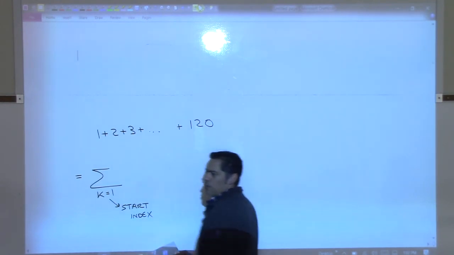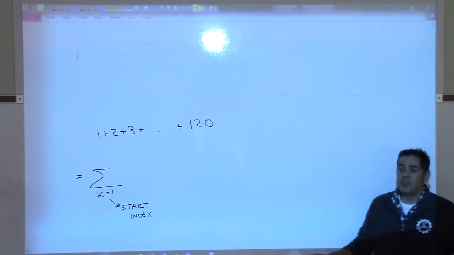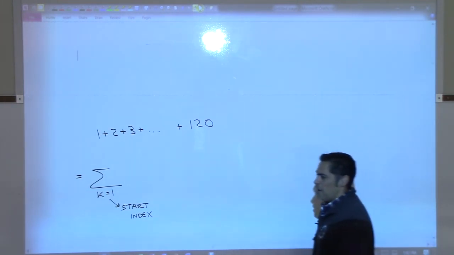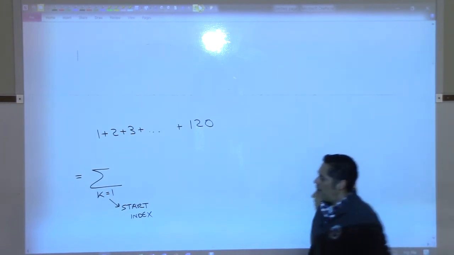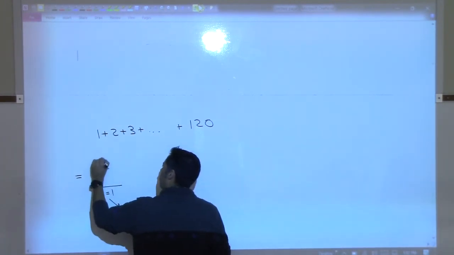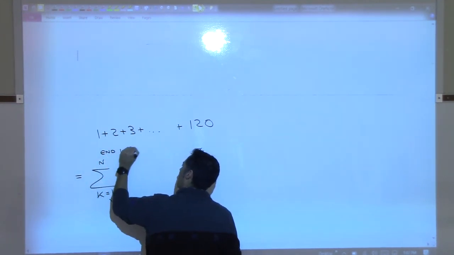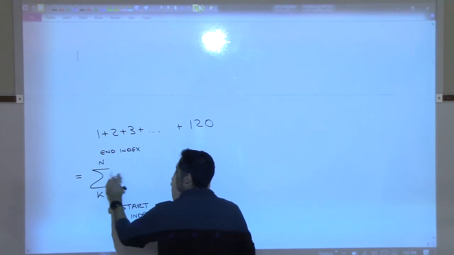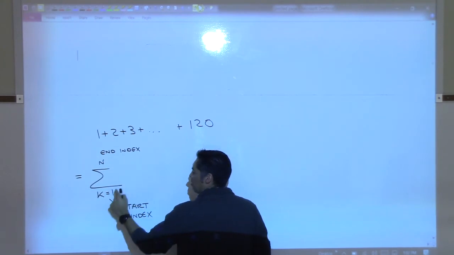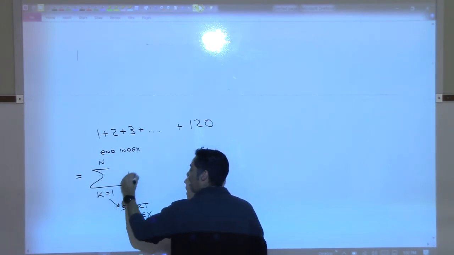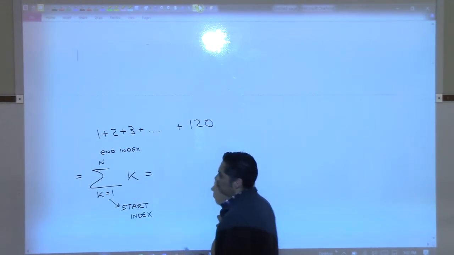K is a standard letter we use in summations, but you can use other letters like J. It's up to you, really. You just want to stay away from things like X, theta, things that we were using for other things, right? And then up here you have what we call the ending or the stopping point of your index. And then next to the summation you have some expression. And this expression is usually going to involve K. So if I put K here, then what this means is this.